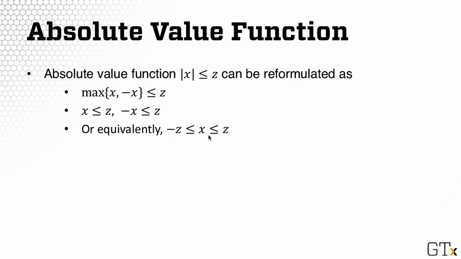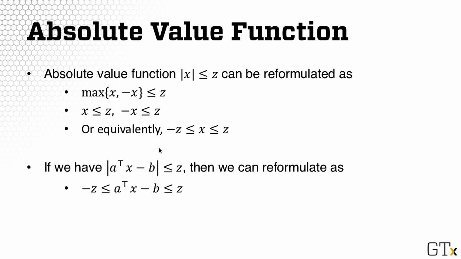We have two linear constraints. Okay, a little bit more complicated. If we have a linear function inside absolute value, then this whole thing less than or equal to z again means the inside, which is a linear function, is less than or equal to z or greater than or equal to negative z. But again, this is a set of linear constraints.